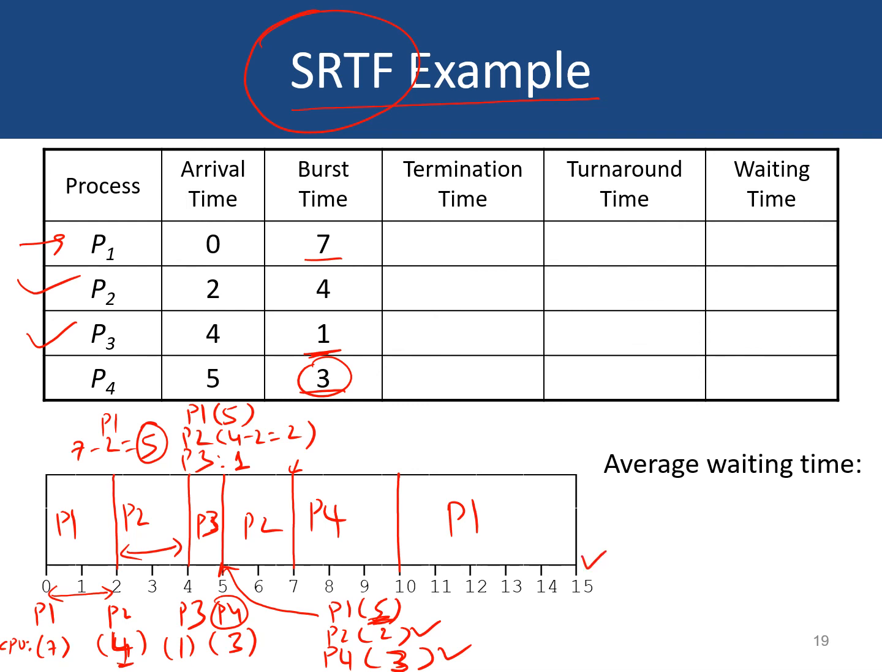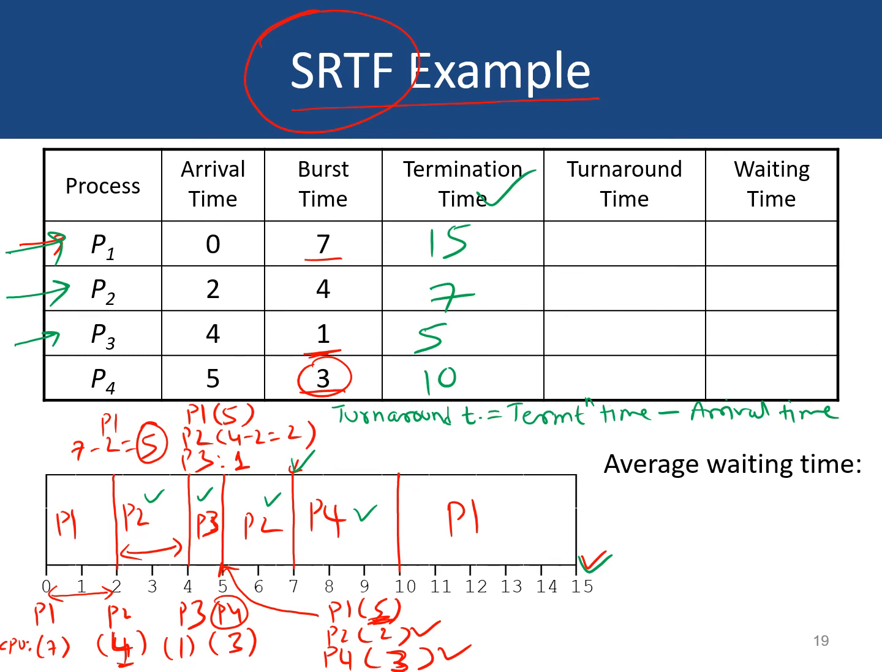So based on this Gantt chart over here, let's fill up this table. The first column here is the termination time. For process P1, it finishes here at time 15, so the termination time is 15. For process P2, note that it was scheduled here and here, but it finally finished at time 7. So the termination time is 7. Likewise for process P3, it was scheduled here and it finished at time 5. And finally for process P4, it was scheduled here and it finished at time 10.